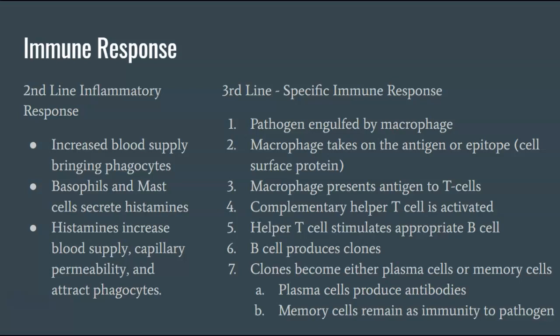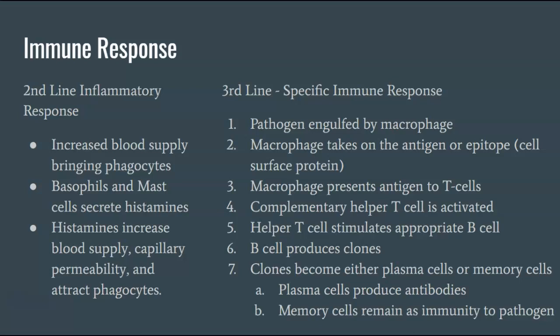And these steps are important, and I know it's a lot of steps. We are going to talk about it quite a bit, but you do need to write this down, and frankly, you should probably memorize this. So when a pathogen infects your body, the first step is that it's engulfed or eaten by a macrophage. That takes on the antigen or epitope of that pathogen. So it produces an epitope, which is like a protein that sticks out on the surface of the cell, and that epitope is presented to T cells.